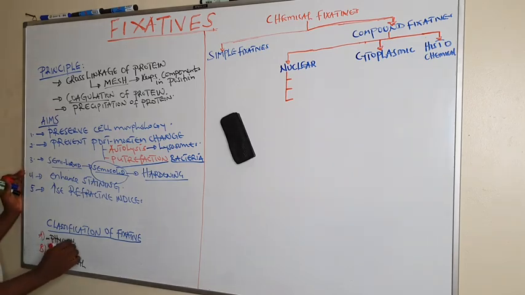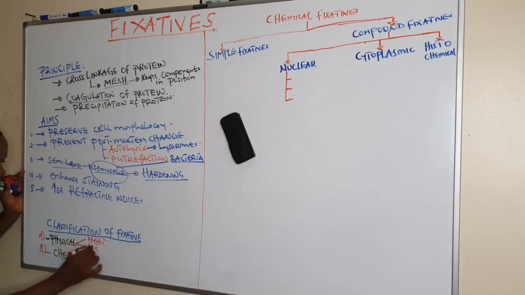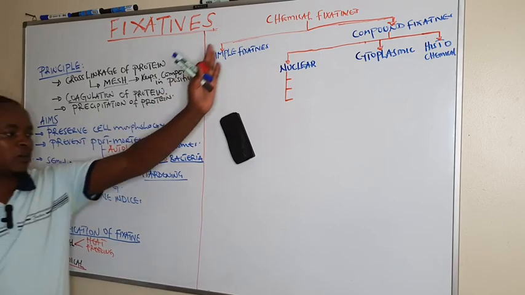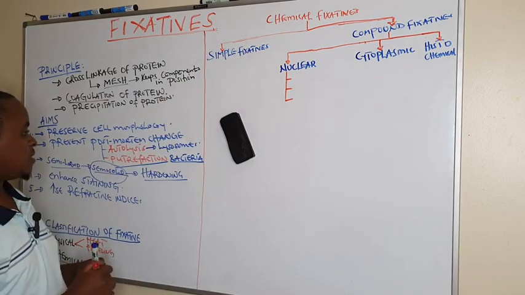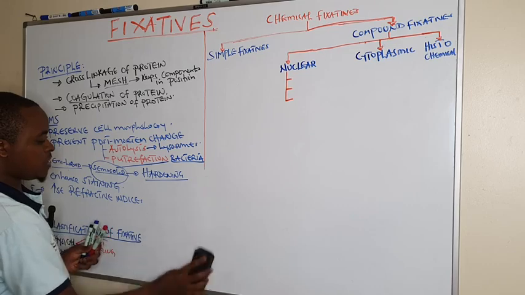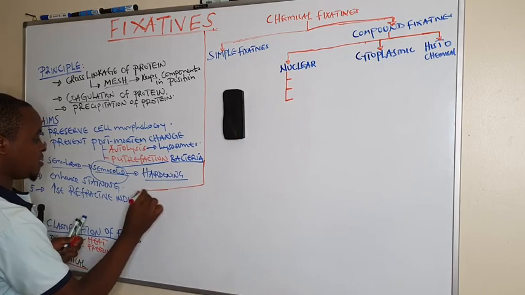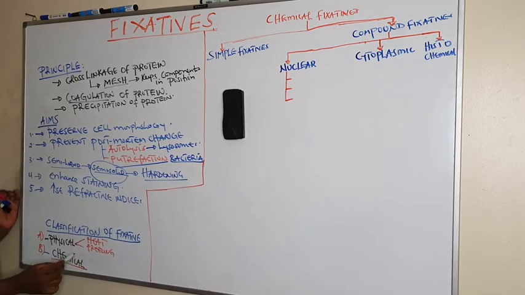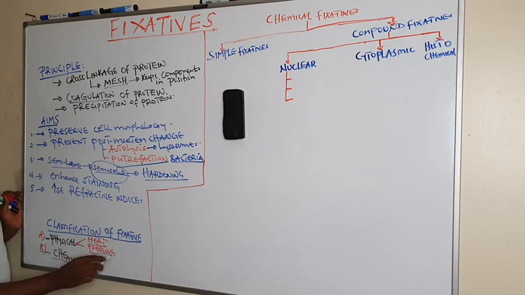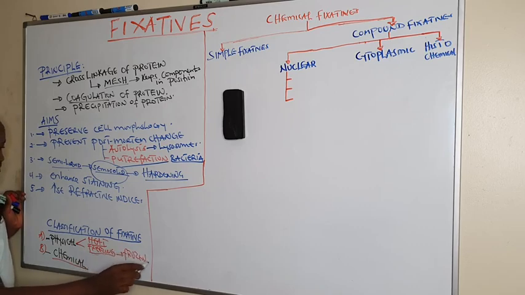Then physical fixatives. Here we use either heat, which is not commonly used in the histopathology lab, or freezing. Freezing is done on frozen sections. Then chemical fixatives are the ones we are going to expound in detail in this session. We are going to explain the classification of chemical fixatives, because we have seen physical fixatives like heat are not commonly used.